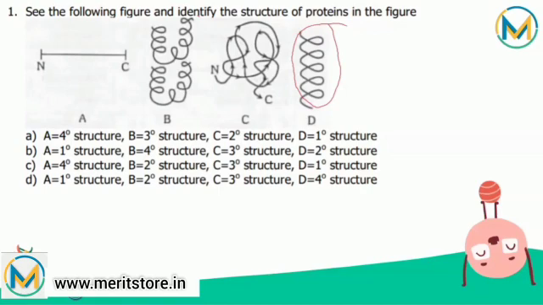Now here the first structure A is a primary structure. So primary is there in option B and option D. Now the second one is quaternary, where the different tertiary molecules are combined together in the form of subunits. So it is present in only option B. Then C is tertiary and D is secondary, alpha helix structure. So the correct answer for this question is option B.